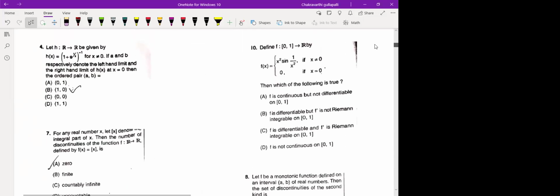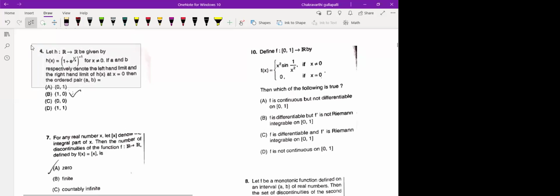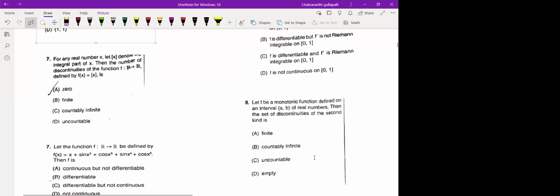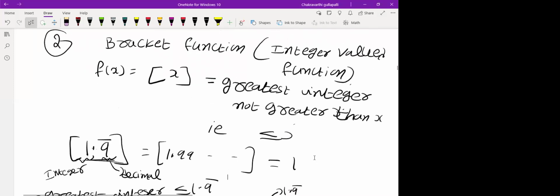క్వశ్చన్ రీసెంట్గా అడిగారు, ఇది చూడండి ఎంత చక్కగా ఉంది చూడండి. Respectively denote left and right hand limit of h(x) at x equal to 0, then ordered pair (a, b). Yes, ఈ క్వశ్చన్. Let us do for exponent.